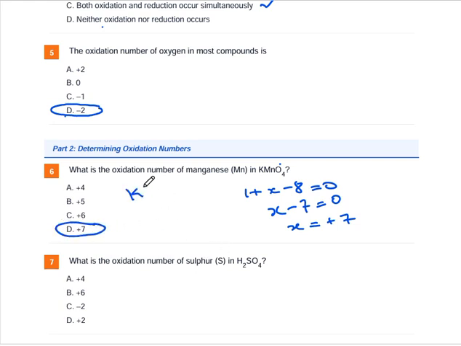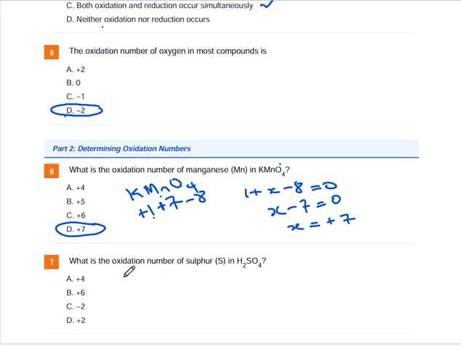Another way you can do that, you can have KMnO4. Potassium is plus 1. Oxygen is minus 2 times 4, which is minus 8. Then 1 minus 8 is minus 7. So since the rest is negative 7, it means that manganese will definitely be plus 7 for it to be neutral. Those are the two ways you can do that.